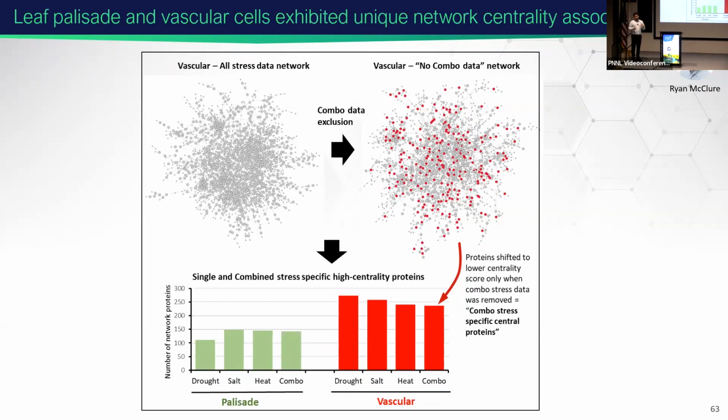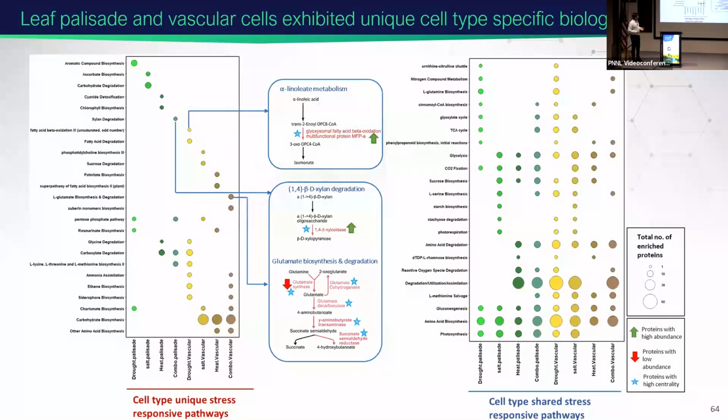So taking these two approaches, the fold change based approach and the network based approach, we looked into the biological pathways that are altered when it comes to single and combination stress. There were several unique pathways. As you saw in the previous slides, there were unique sets of proteins for each stress, which comprised unique pathways. For example, when it comes to combination stress, palisade is upregulating xylem degradation. What it is doing there is something to be figured out. And when it comes to drought stress in vascular, it is upregulating a protein in linoleate metabolism. As you can see, these proteins are not only upregulated fold change-wise, but are also highly central to the network as well. So these could be some critical proteins regulating the combination stress response.